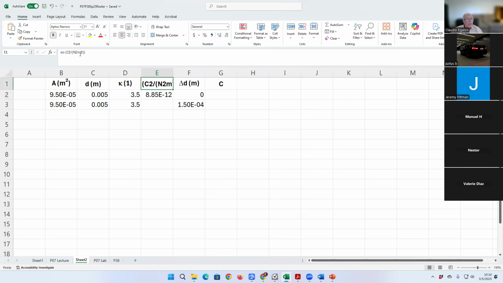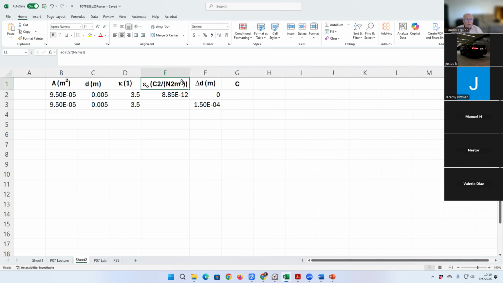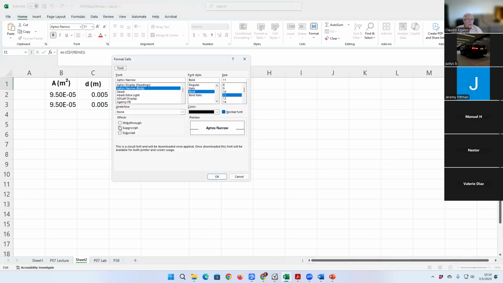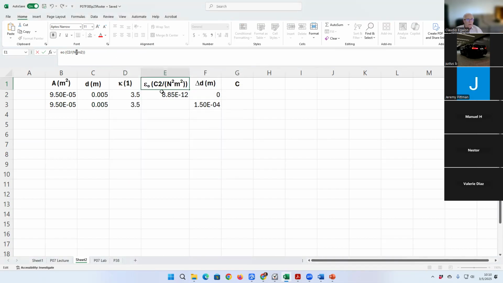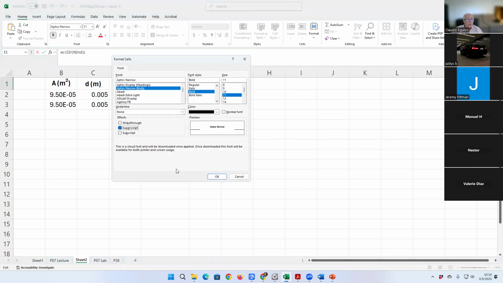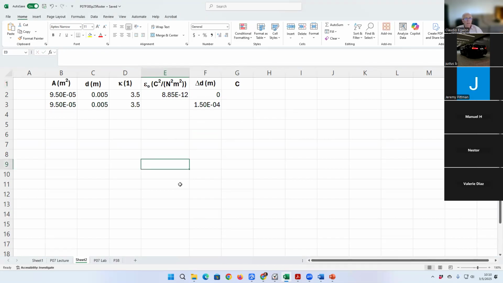Let's see if we can get it. No, it didn't work, did it? Yeah, this one worked, but not the other. Let's try it again. Ah, so odd. It's not working for some reason, so I have to do one by one. Superscript and superscript. Okay.